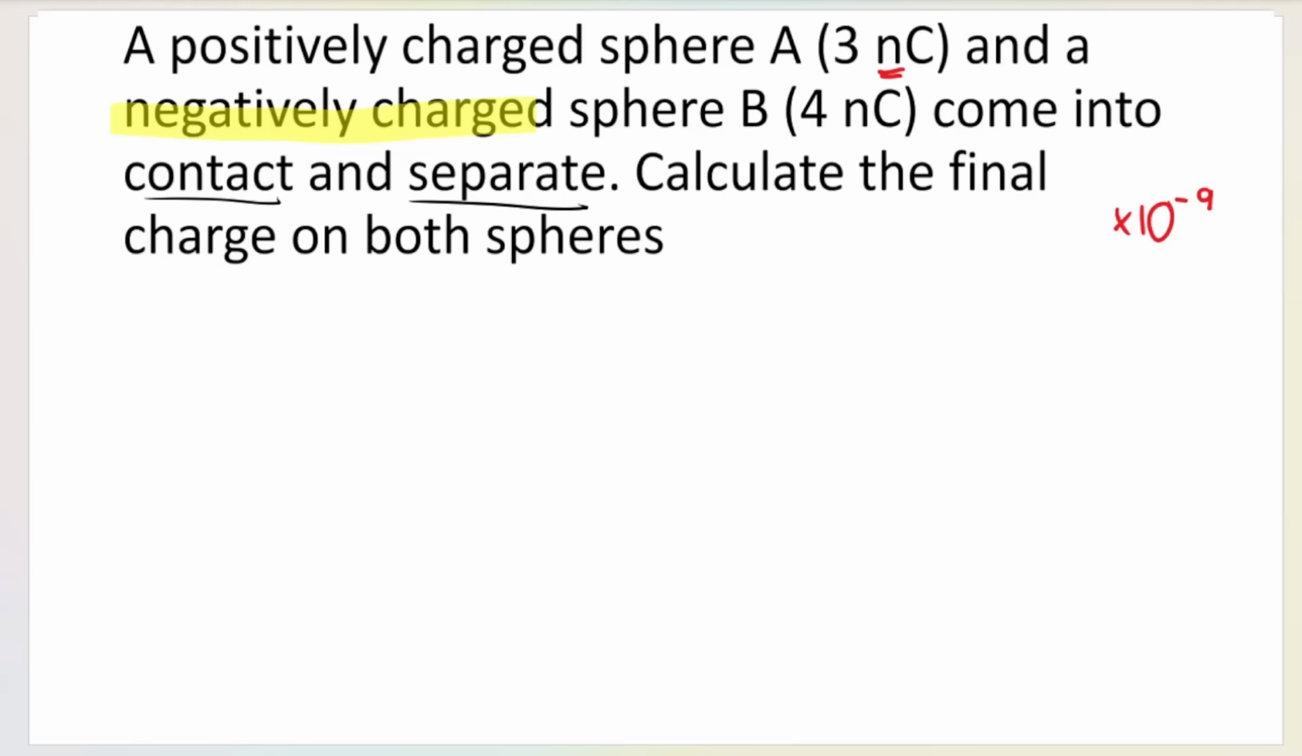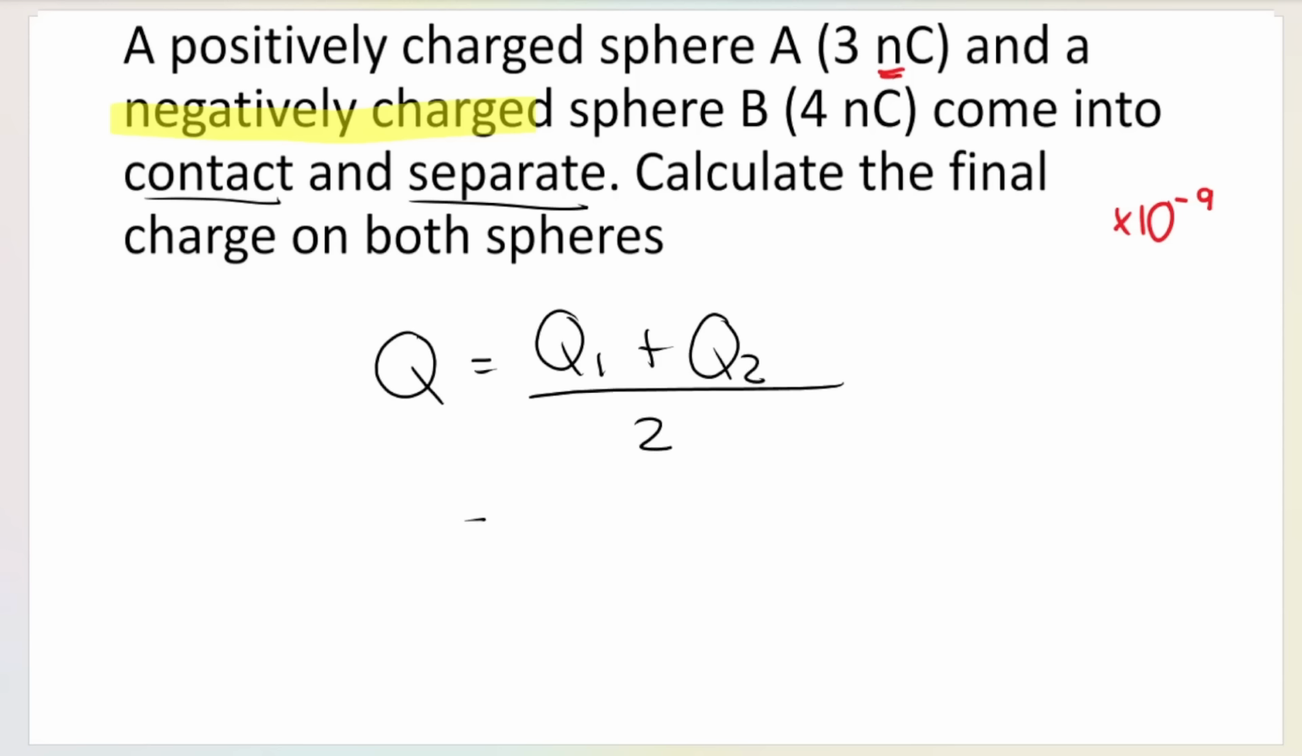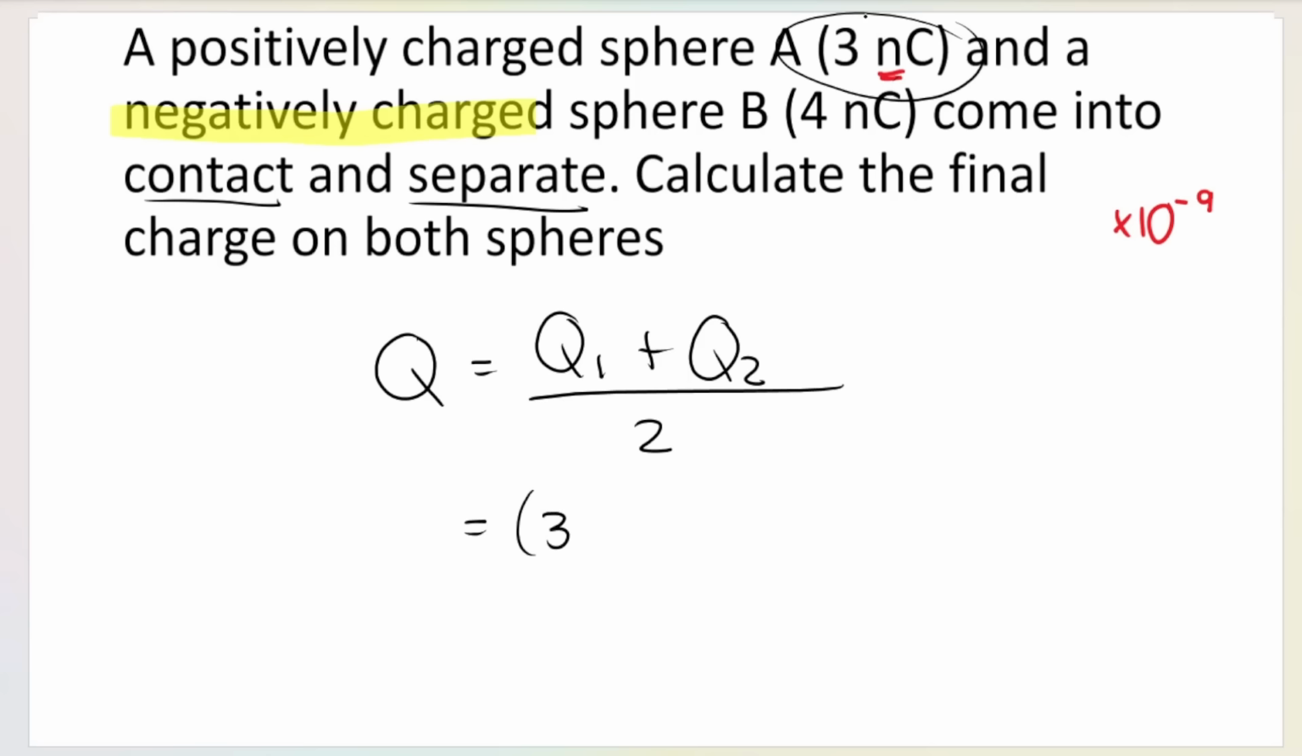So if we have to do this as an example, we've got a positively charged sphere A, 3 nanocoulombs, and a negatively charged sphere B, which would therefore be -4 nanocoulombs. And they come into contact and they separate, and they want me to calculate the final charge on both spheres. Essentially, I need to use this formula because I've got 2 objects coming into contact and separating. So this is the formula that I use. Then you substitute in. Q1 is this. And I'm going to just change it from nanocoulombs to coulombs. Remember, you times by nano, 9, times by 10 to the -9.